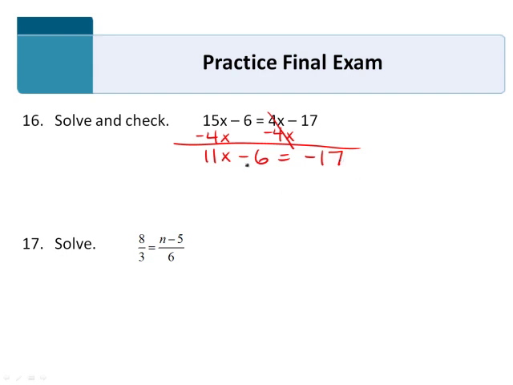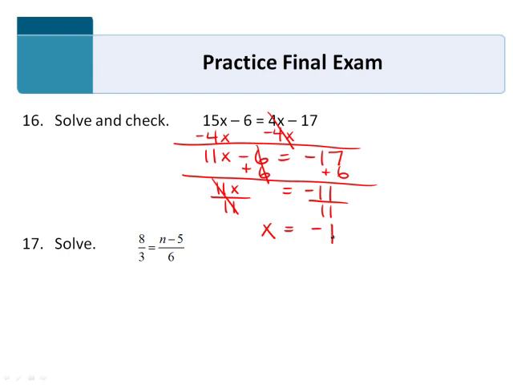Now we move the constant. So I'm going to add 6 to both sides. So 11x comes down, the 6's are gone, and negative 17 plus 6 would be negative 11. And then your last step would be to divide by 11, so those cancel, and x equals negative 1.